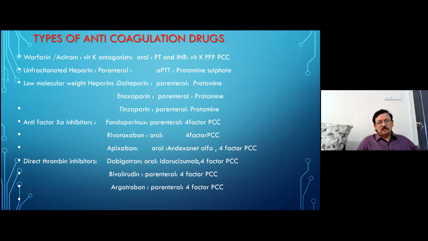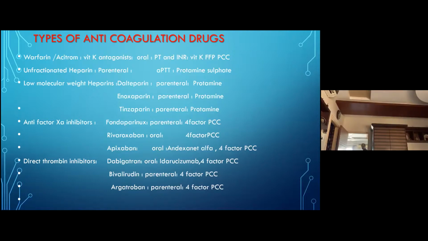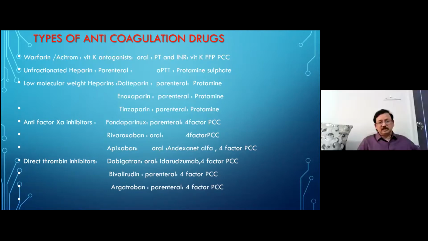If low molecular weight heparins have been used, such as dalteparin, enoxaparin, tinzaparin, all are given parenterally, and all can be reversed by giving protamine. Anti-Xa inhibitors: fondaparinux is parenteral; rivaroxaban, apixaban are oral. These are the drugs routinely used now during the COVID period. Most patients are put on oral anticoagulants. They can be reversed only with 4-factor PCC. If not, FFPs have to be given to this patient.